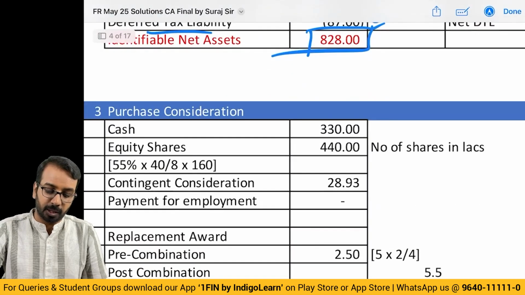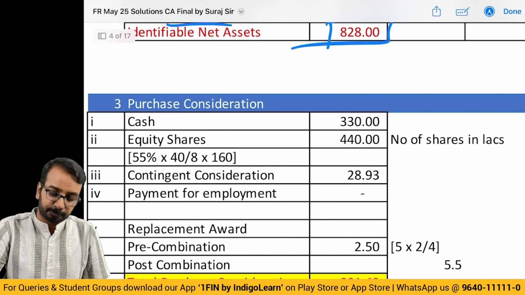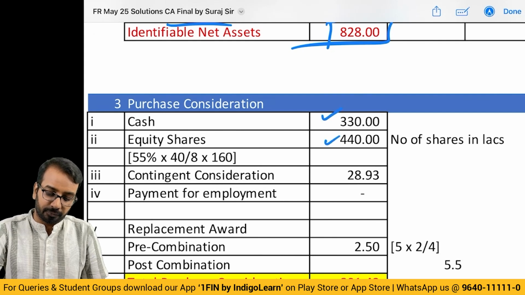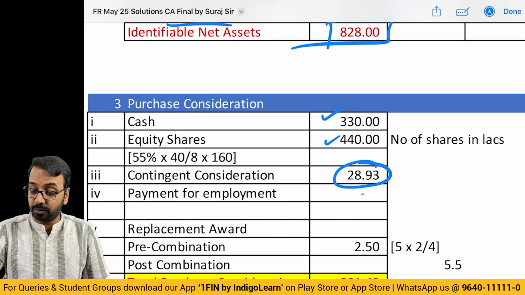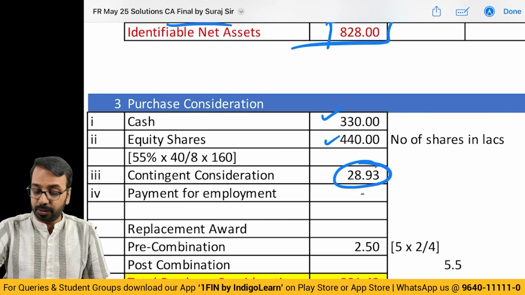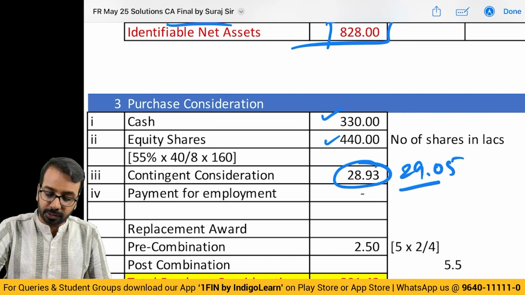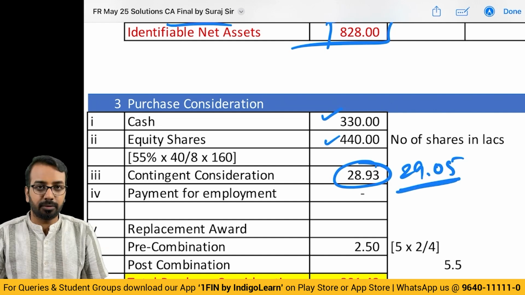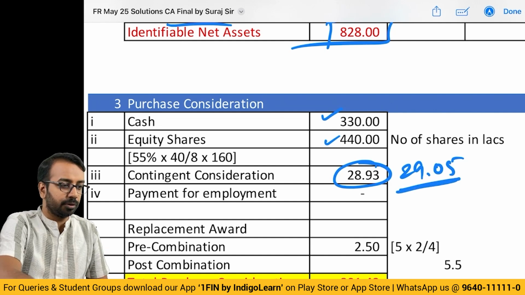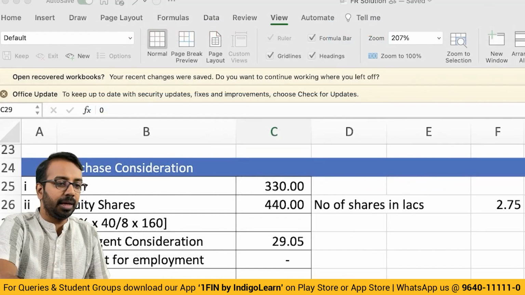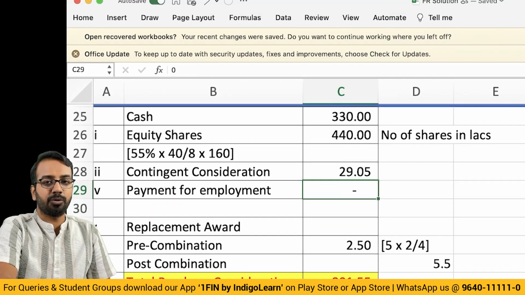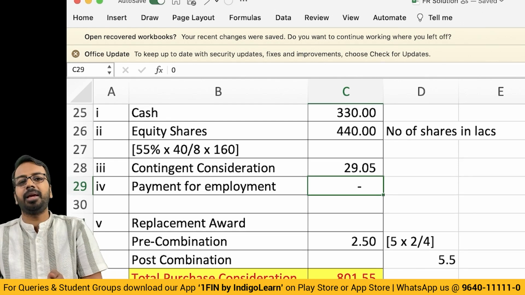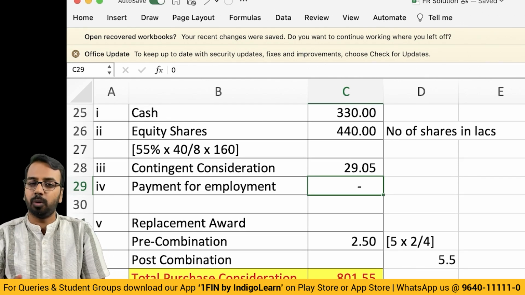That's the first thing. Then coming to purchase consideration, 330, 440. This contingent consideration, I had done 1.1 divided by 2 times. Actually, it should have been 35 into 0.83, which is 29.05, is the contingent consideration. So I'll just share that with you. When you download the file, you will get 29.05 only. Sometimes it happens. So here you can see it is 29.05, and accordingly the remaining calculations would also undergo a change.